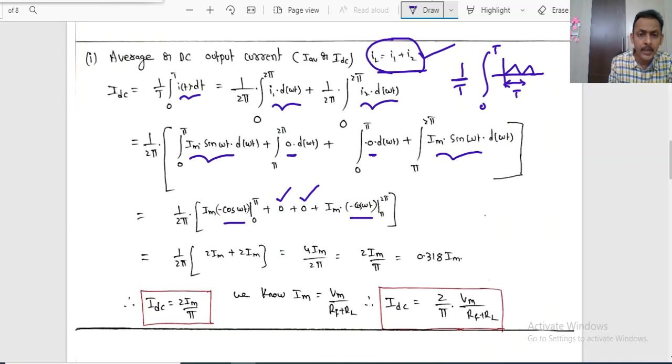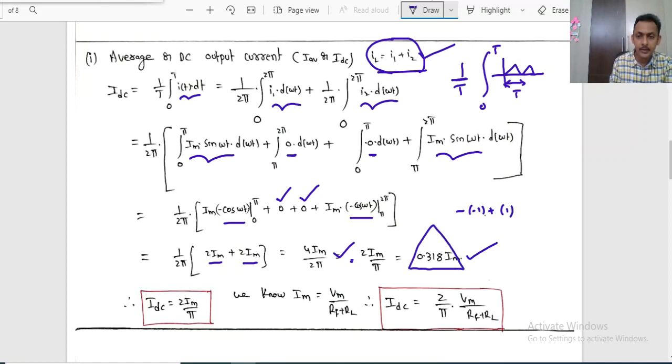Cos pi is minus 1, so minus of minus gives plus 1; cos 0 is 1. Upper limit minus lower limit: minus of minus 1 minus cos 0 is 1, so we get plus 1 again. Here we get 2 Im, and for the other term also we get 2 Im. So overall it is 4 Im by 2 pi, which simplifies to Im by pi, which is nothing but 0.318 times Im.